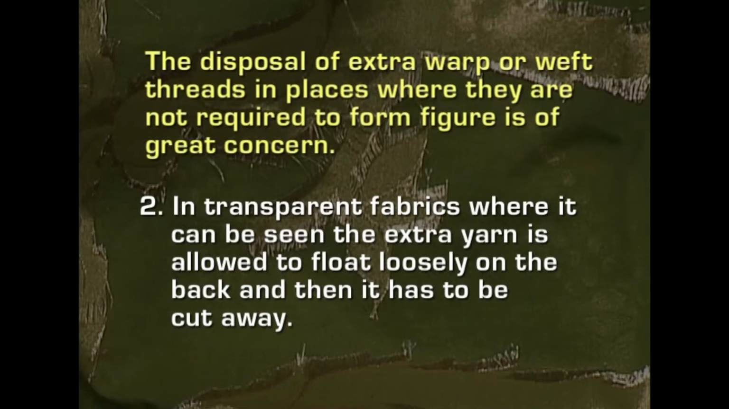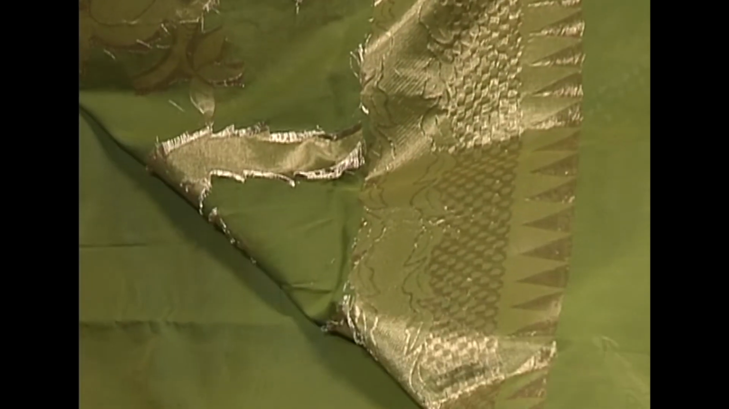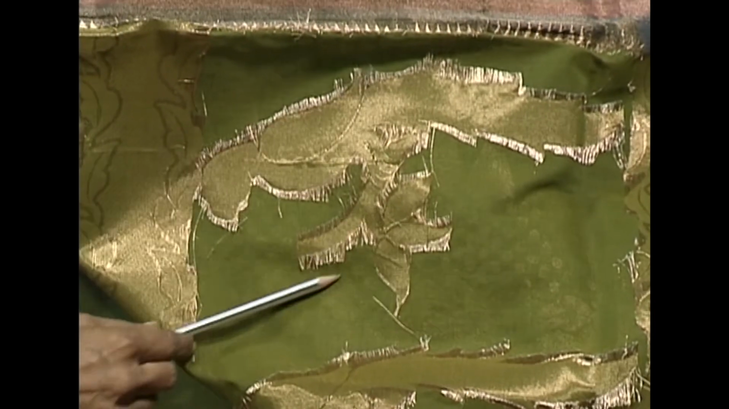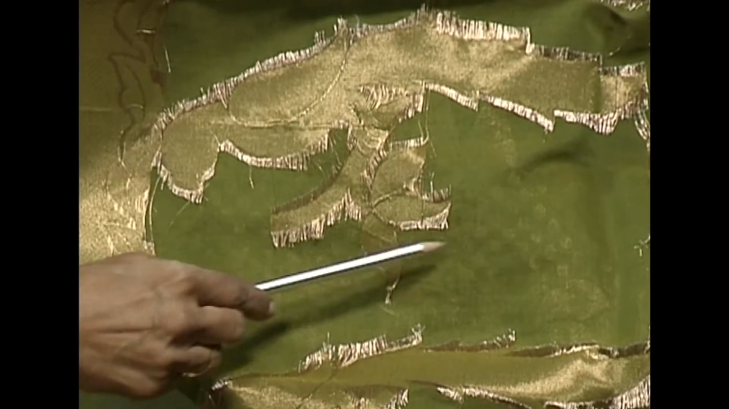In transparent fabrics where it can be seen, the extra yarn is allowed to float loosely on the back and then it has to be cut away. Cutting and simply leaving it will not be sufficient. We have to either stitch the edges or otherwise embed it in some way, so that there will be durability of these figures on the face of the fabric. If you do not do stitching or binding, then the upper yarns will come out from the figures and the fabric may become very unsightly.